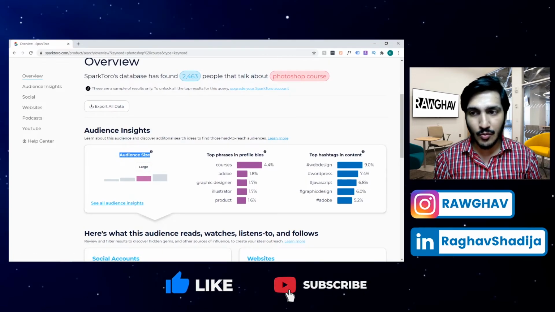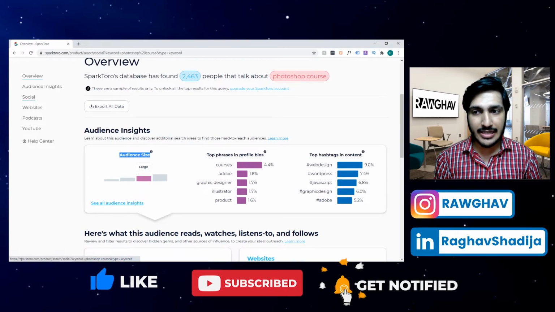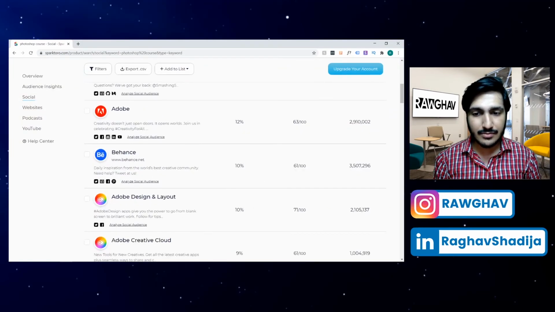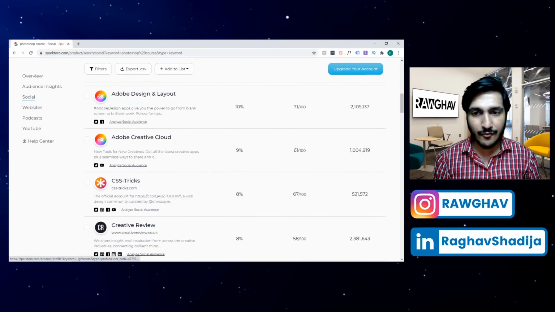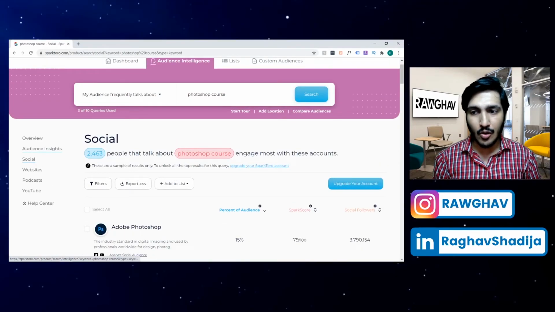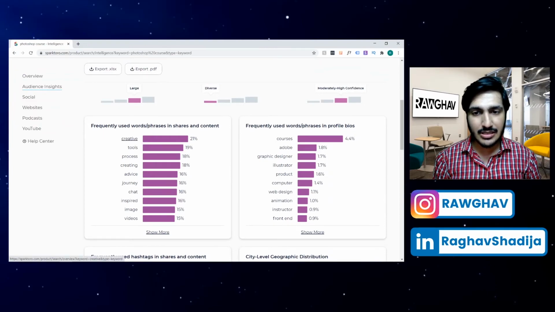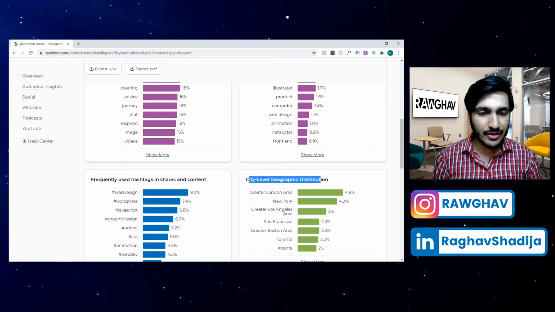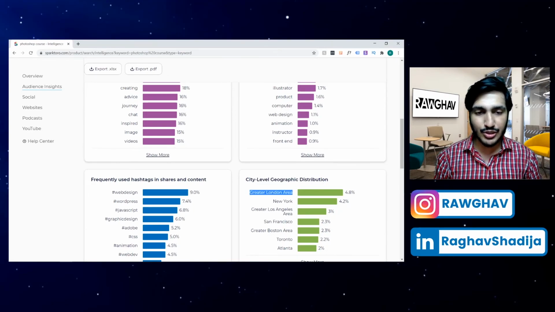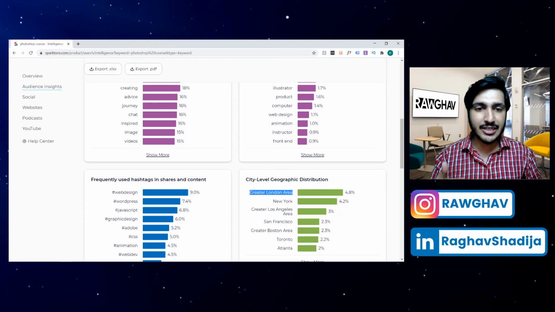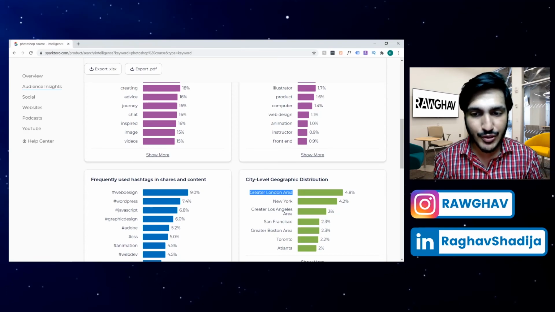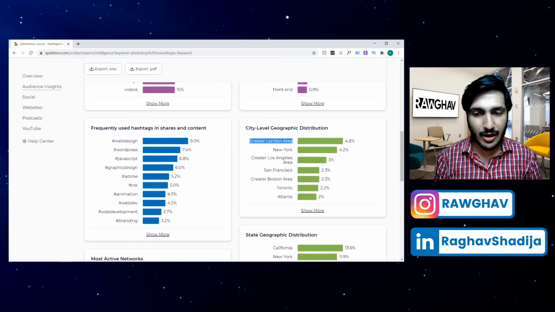Suppose you want to know more about social media or let's say audience insights. You'll get all the ideas of what is the social media that they are following. Also understanding the audience insights in great detail. Here are the words that they are using: creative, tools, process, creating, advice, journey. And city level geographic distribution is also here. Most of the people in the Greater London area are heavy users or heavy content consumers who are talking about such kind of a course. And you'll also get the data of hashtags.